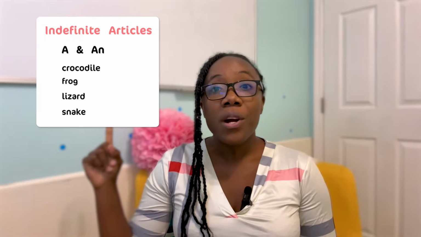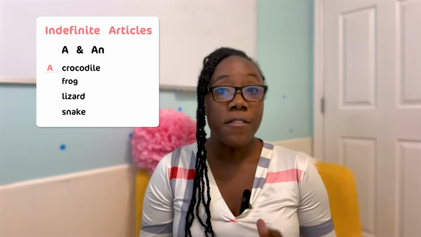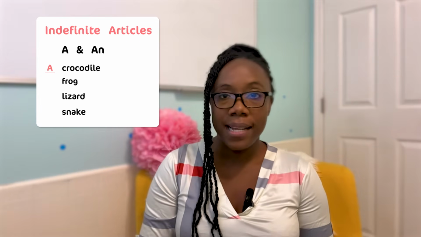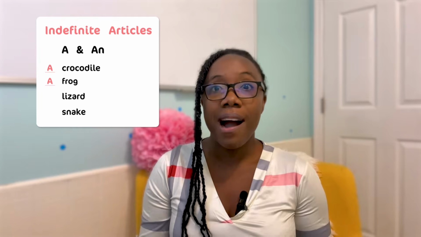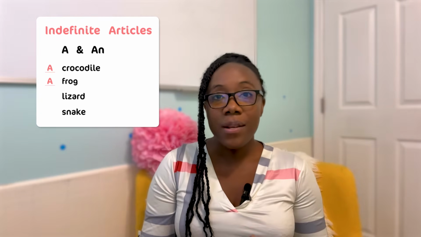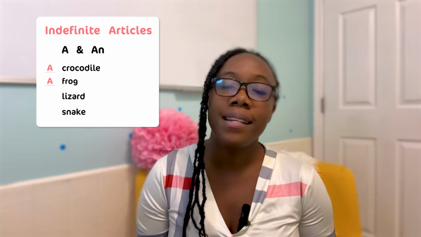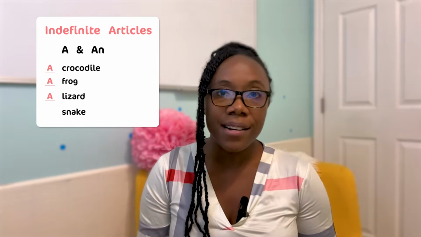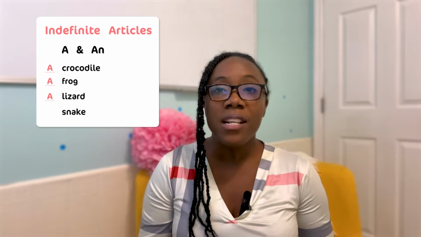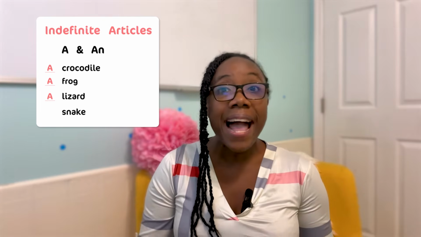Let's take a look at a few words. The first word you see there is crocodile. The initial sound is a hard C, so we would say a crocodile. For the word frog, the initial sound is f, which is also a consonant sound, so we would say a frog. For lizard, the initial sound is l, which is a consonant sound, so we say a lizard. Finally, for snake, the initial sound is s, so we say a snake because of that consonant sound.